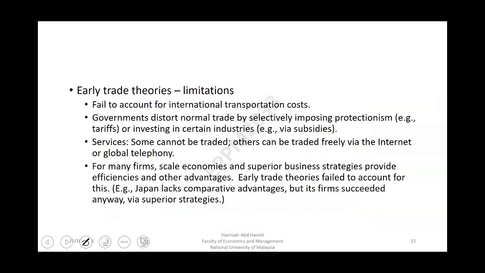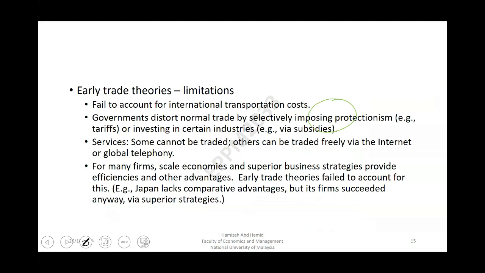So these are early theories. So what are their limitations? They did not account for international transportation cost. And they also did not account for the role of the government. The government is able to impose protectionism. What is protectionism? We have discussed this in the political environment of international business, and investing in certain industries. Of course, protectionism was not a practice in the 16th, 17th and 18th century. It is a practice now.